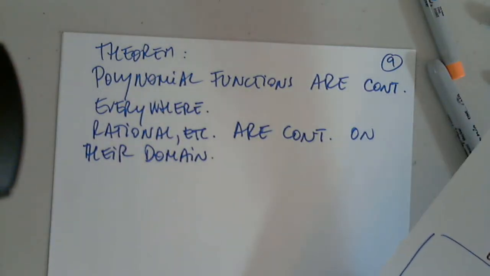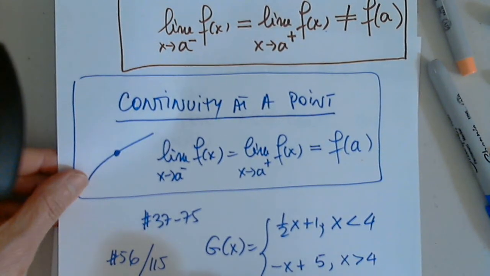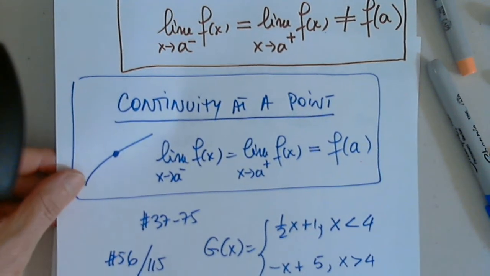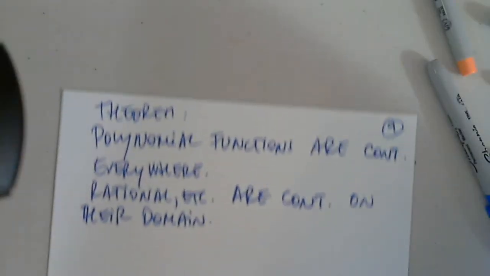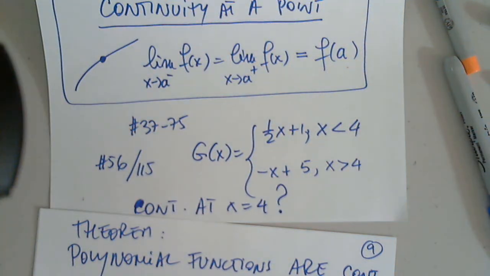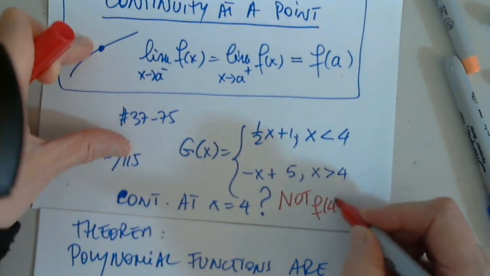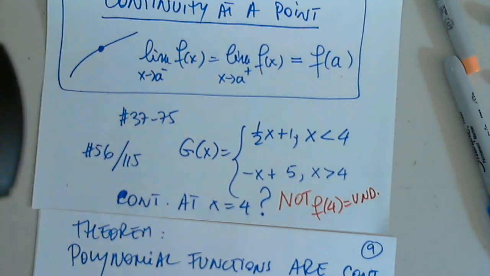But the question is, for this problem, continuous at x equals 4? Yes or no? What do you think? Anyone will give it a shot? No. Why? Because x never equals 4. Because f of 4 is undefined. Very good. Thank you. Who said that? Was it Jackson? Lake. Thank you. Very good. That's the reason why.